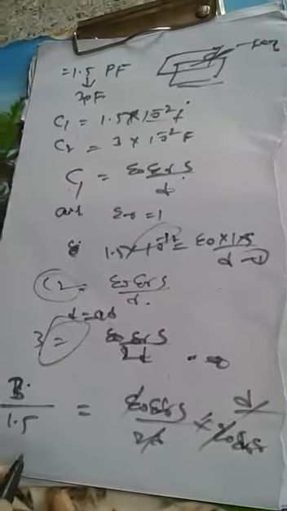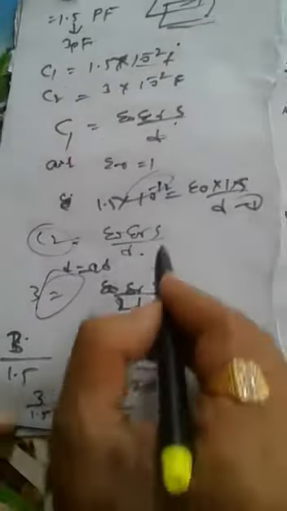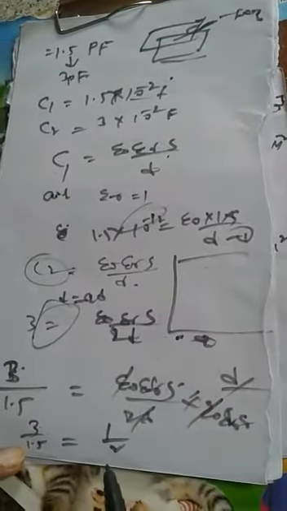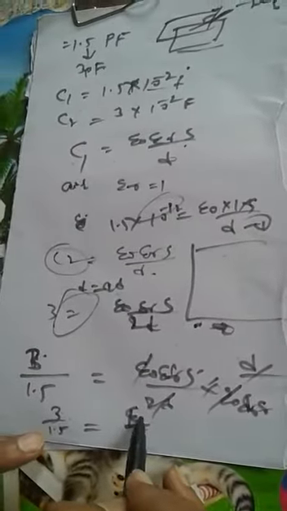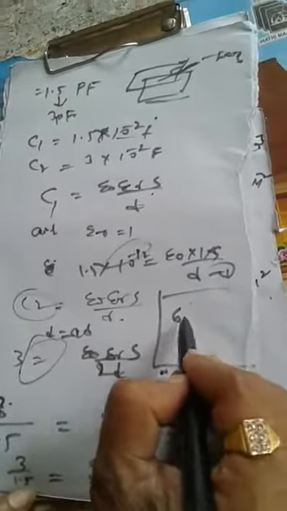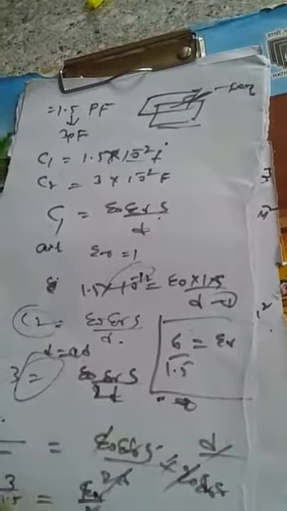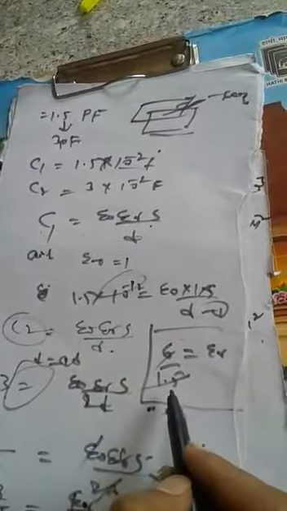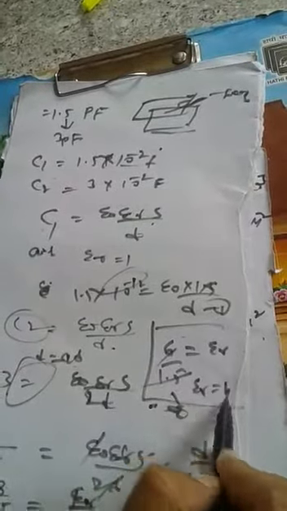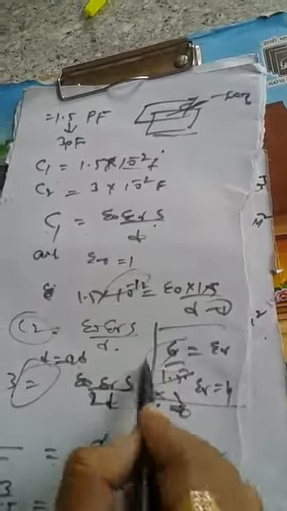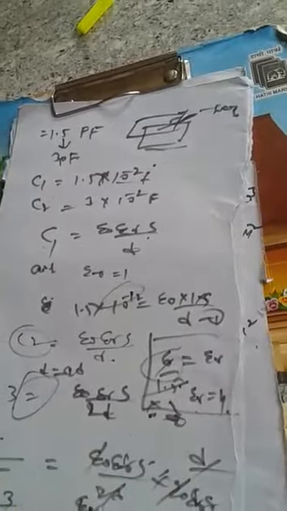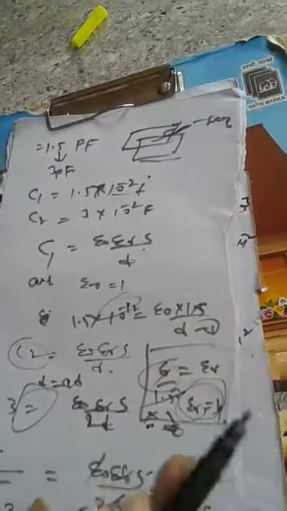So 3 by 1.5 is equal to epsilon r by 2, since S gets cancelled and D gives 1 by 2. So 2 into epsilon r by 2 is 6, equal to epsilon r divided by 1.5. 1.5 into 4 is 6, therefore epsilon r is equal to 4. This is the dielectric constant when the distance is doubled.